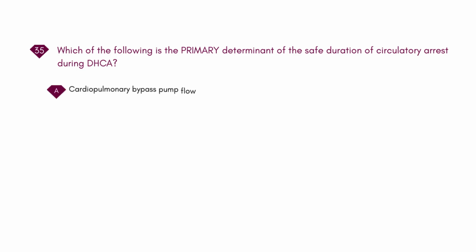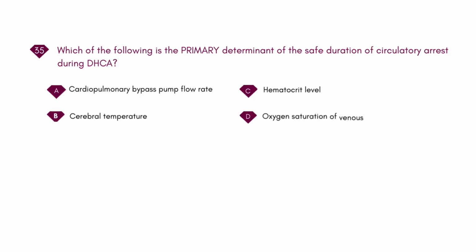Which of the following is the primary determinant of the safe duration of circulatory arrest during DHCA? A. Cardiopulmonary bypass pump flow rate. B. Cerebral temperature. C. Hematocrit level. D. Oxygen saturation of venous return.